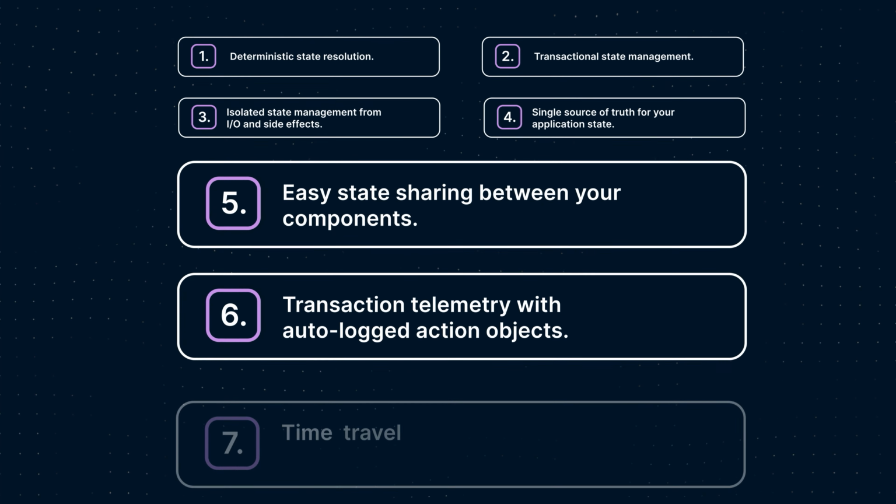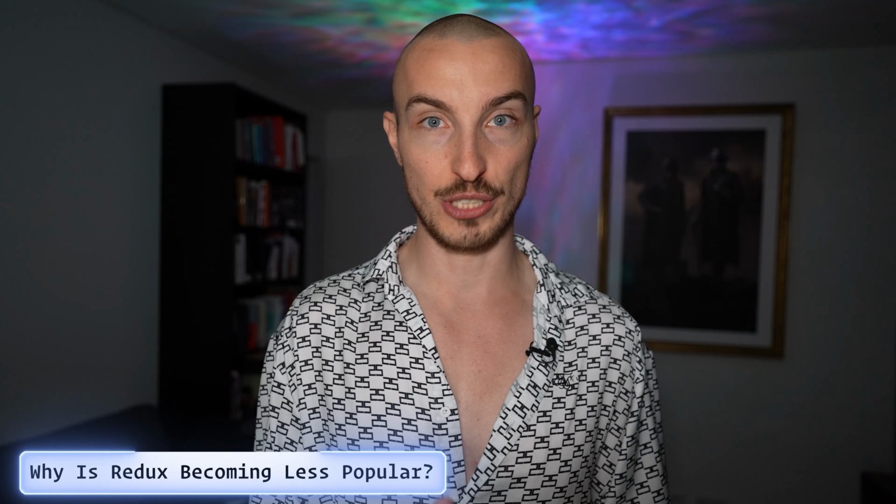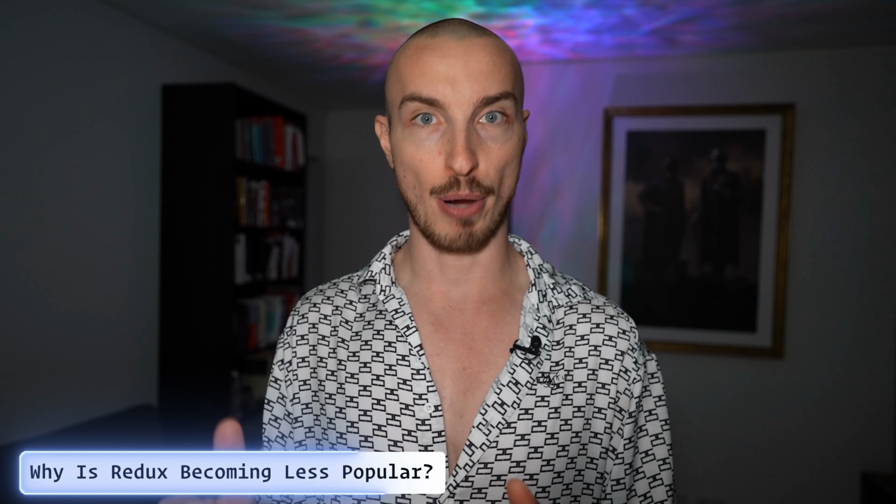This allows you to understand the sequence of actions that happened to evolve the state over time so that you can debug your app. Finally, Redux gives you time travel debugging for easy state review. Because state updates in Redux are deterministic, that allows you to step back and forth through your changes to understand what happened. You will see how to do that in the 5th video of this series. But now let's talk about the downsides of Redux, or why Redux has become unpopular.